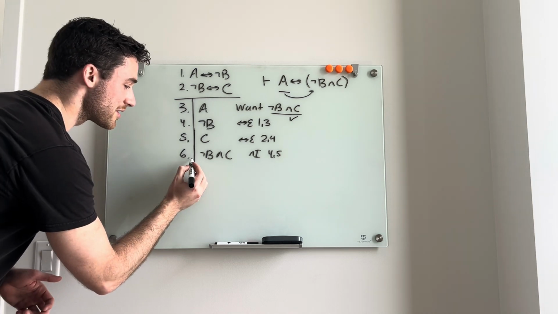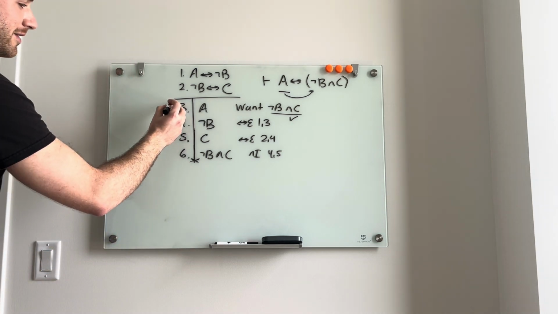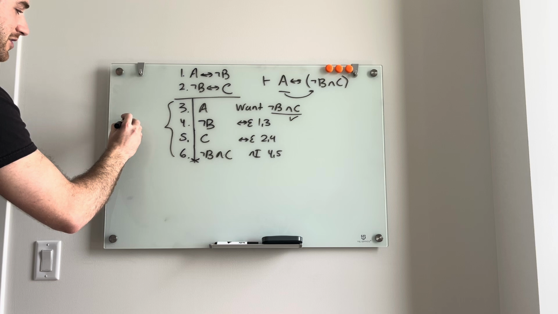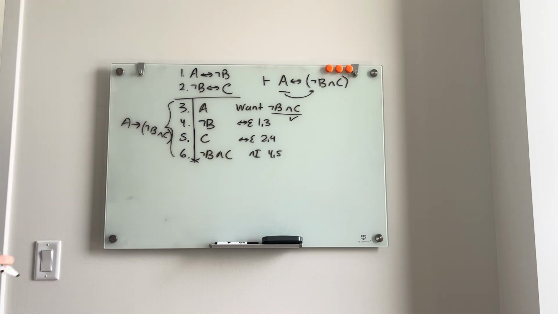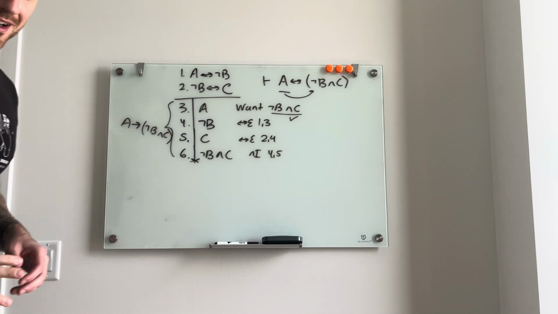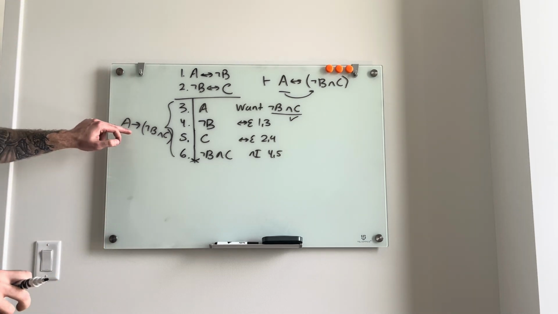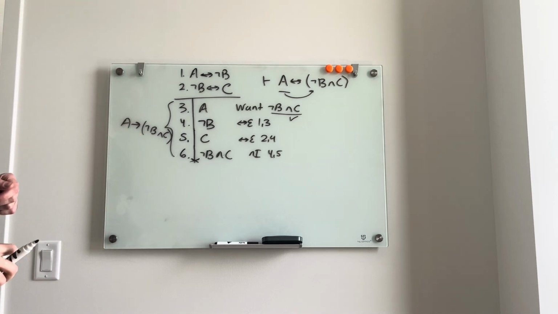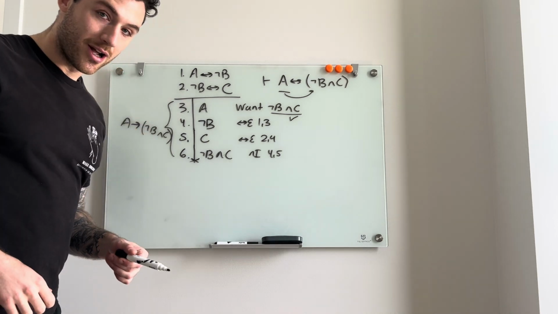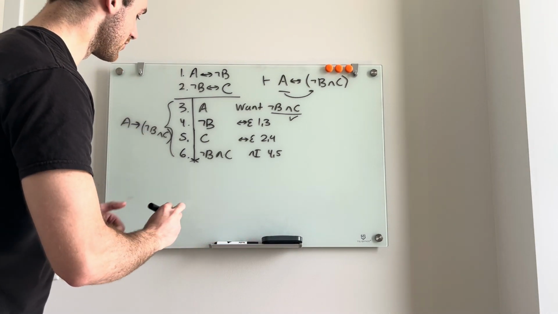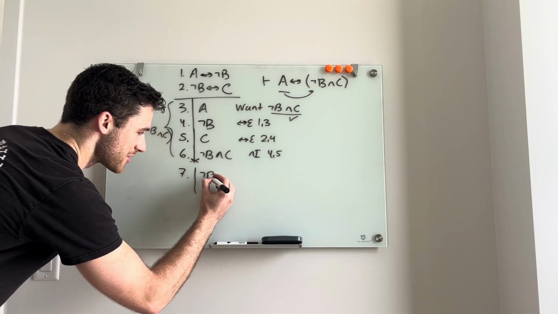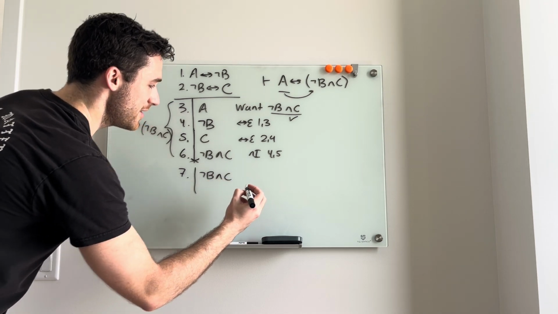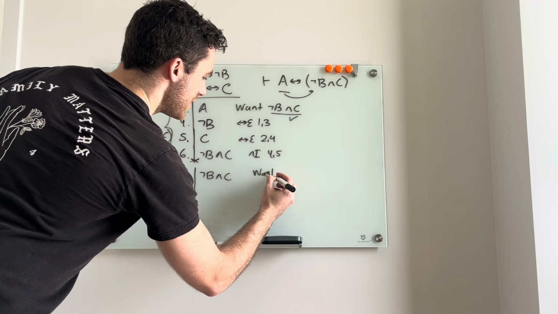So then I close this subproof off, okay? And this thing you can understand as a proof that A implies not B and C. But notice we've only done half the job, right? We've proven that A implies not B and C, but we've got to show the other way around too. So let's do that. We're going to start a new subproof where we swap things. We assume not B and C, and we want A.